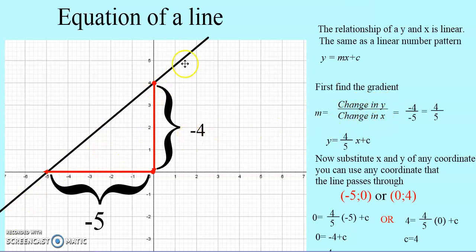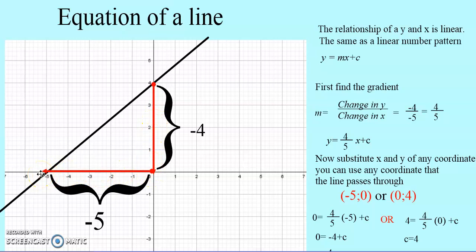So we find any coordinates on this line segment. In this instance, there is no actual coordinates that I can read off the graph, but I know that this one is 0 and 4. So my distance from that point to this point is equal to a -4 change. My distance from this point to that point is a -5 change.